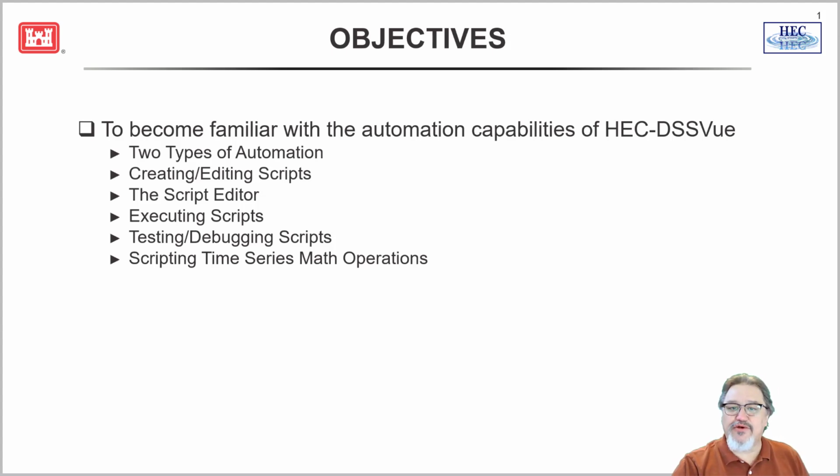That's very important if you're going to do any scripting. If you remember the previous lecture on the math functions, this is what we're talking about, scripting math functions. And so we'll devote session 5 to that. And finally, in session 6, we will talk about scripting plots. And you've generated plots with DSSVue, but we'll talk about doing that under automation control.